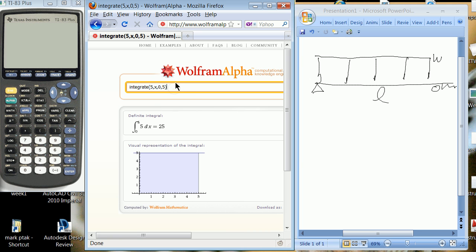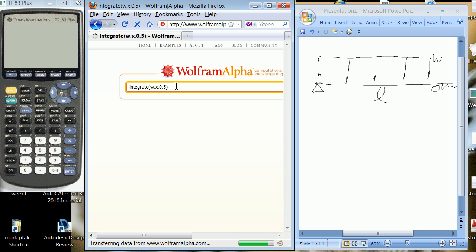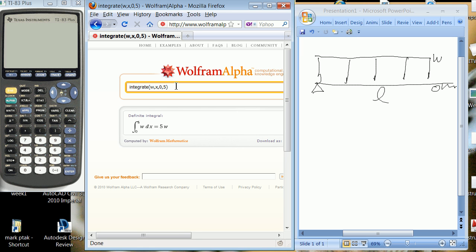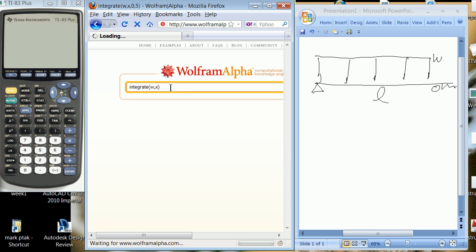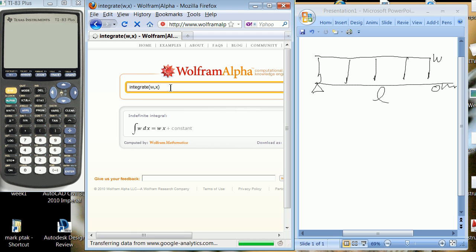Now I'm going to point out in Wolfram Alpha, that's the difference with Mathematica. In Mathematica you could actually put in W and it would give you an answer. I presume that this will not. It actually does, so it's actually getting better. It actually gives you the value, or if we give it an indefinite integral, it gives me Wx plus a constant.